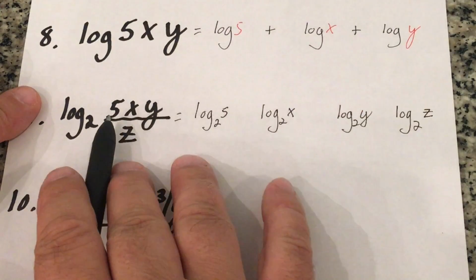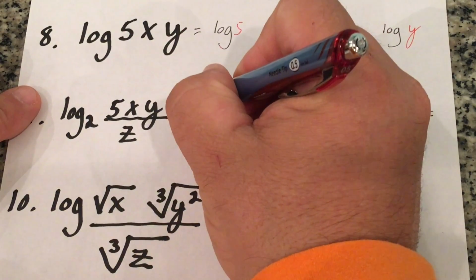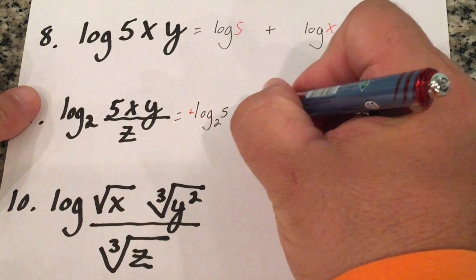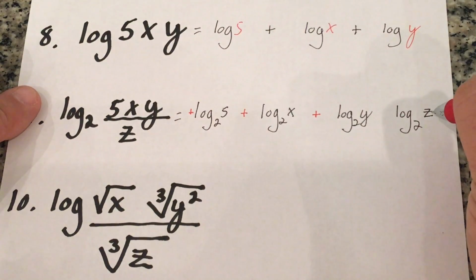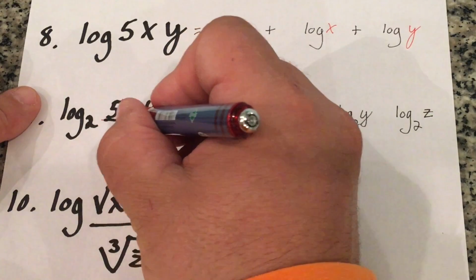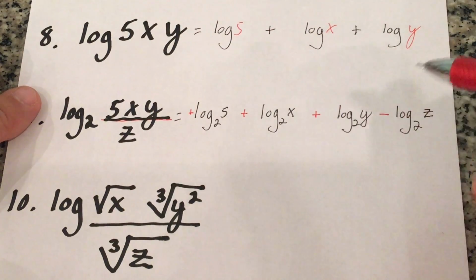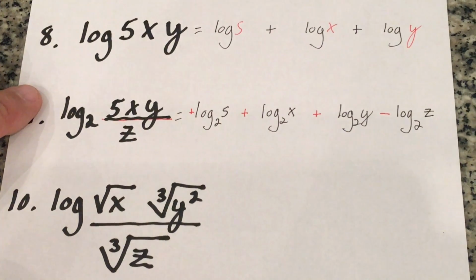5xyz. Notice the 5 is on the top, so I can technically put a plus sign because I'm multiplying that. X is on the top, that gets a plus sign. Y is on top, so that gets a plus sign. And the z, notice the z is on bottom, so logarithms change a division down to a subtraction. And that's your final answer. However, you don't need the plus sign.